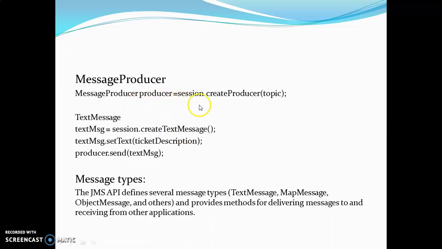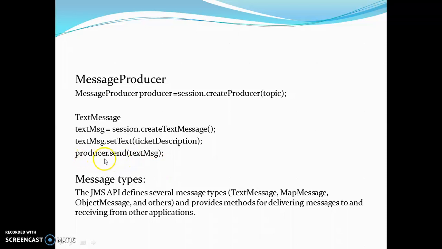So the message producer will be making use of session.createProducer, and we'll be making use of the topic as a parameter here. If it is a queue, then we'll be using the queue, depending upon the publish or point to point model. And we will be creating a message by using the TextMessage class, wherein we will be using TextMessage as an object, and the text will be set making use of setText, and the ticket description will be given inside this setText. This is nothing but a string.